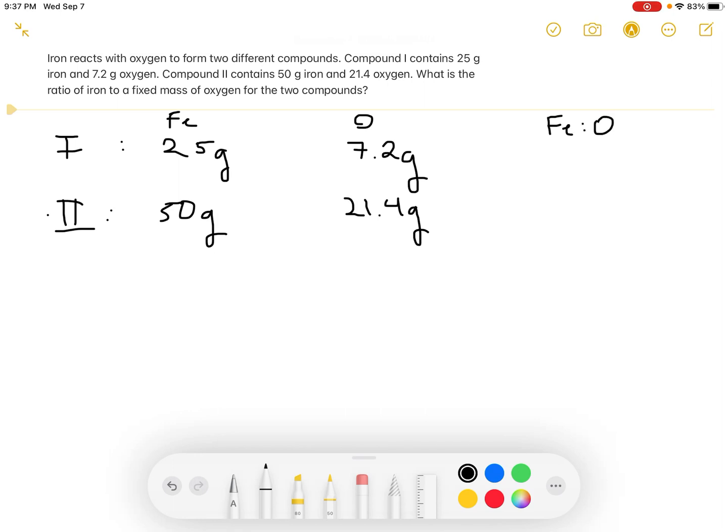So the ratio of iron to oxygen in compound 1, 7.2 divided by 7.2 is 1. 25 divided by 7.2 is 3.47. So our ratio of iron to oxygen is 3.47 to 1. In compound 2, we do the same. We divide both the iron and the oxygen by the amount of oxygen. So 50 grams divided by 21.4 is going to be 2.34. So the ratio of iron to oxygen is 2.34 to 1.